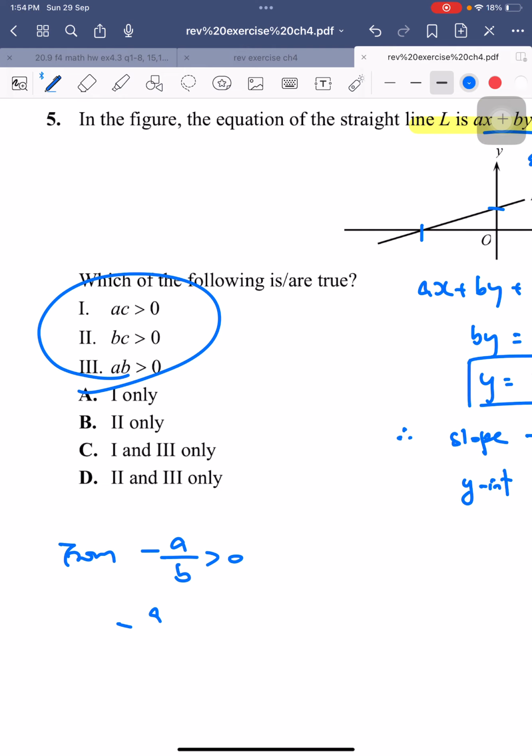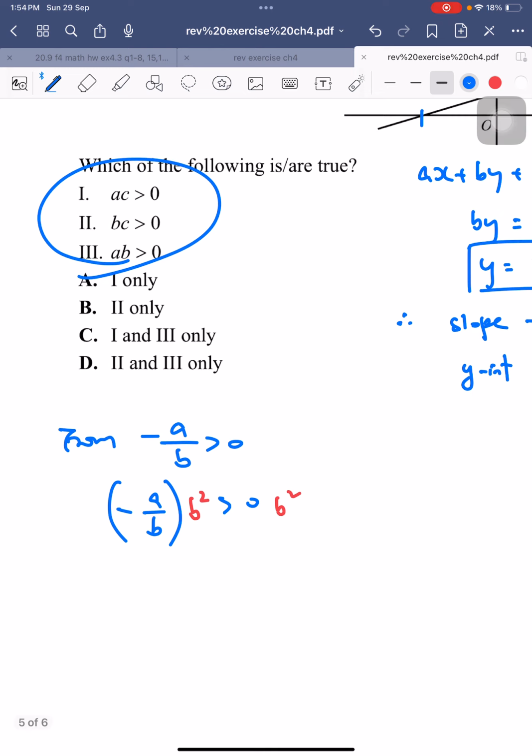So I have negative a over b, we times the b squared on both sides. Because b may be negative or positive, but if you times b squared, then that must be positive, so we don't need to change the sign. And now we have 0 times b squared, giving you 0, and then b squared cancels out one of the b. So now I have negative ab is greater than 0. I don't want this negative, so moving it to the right, it becomes ab is smaller than 0.